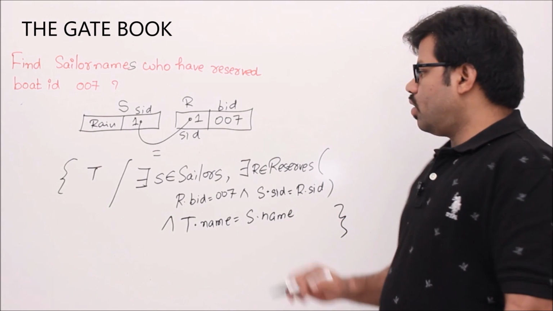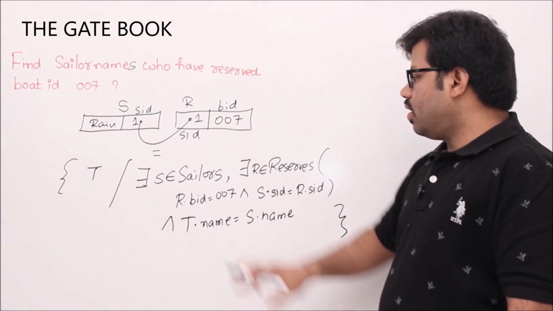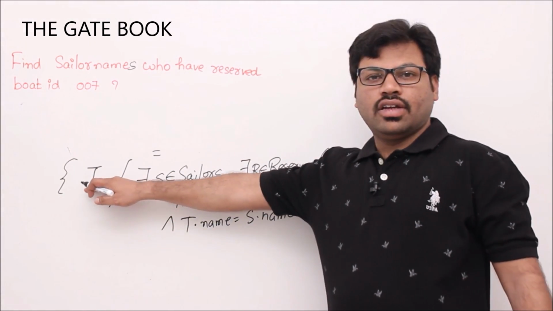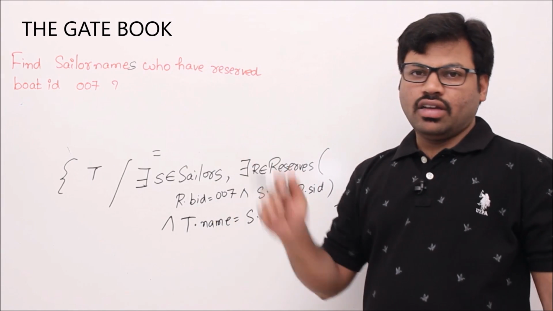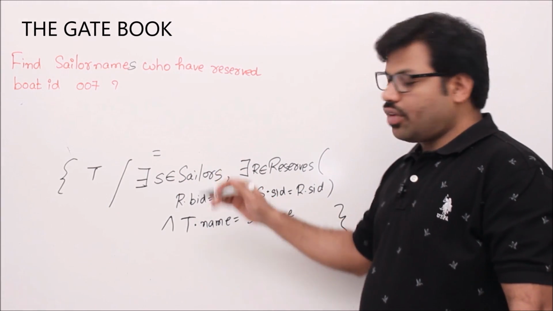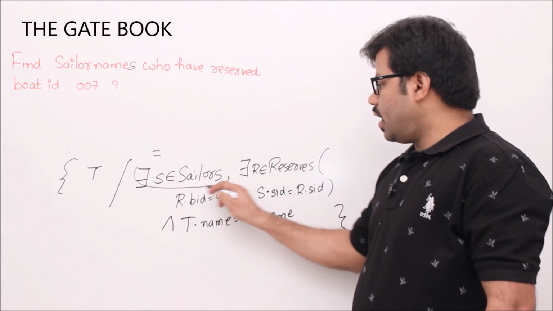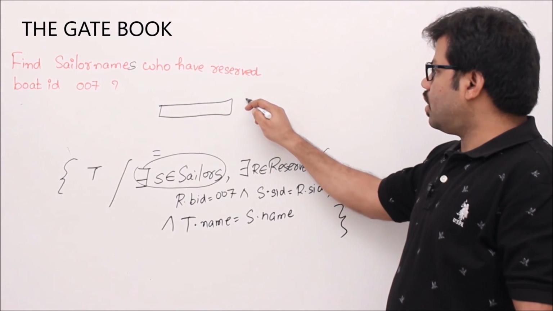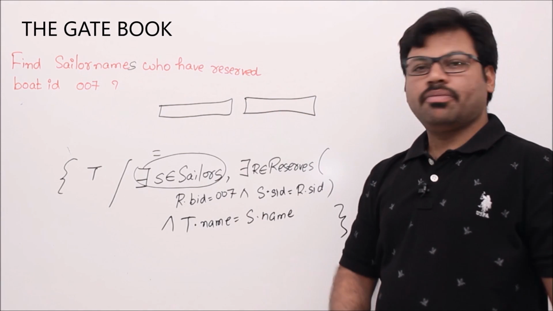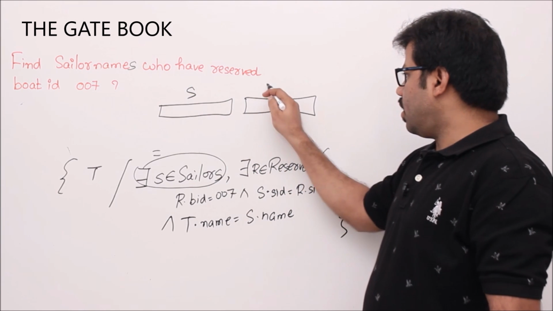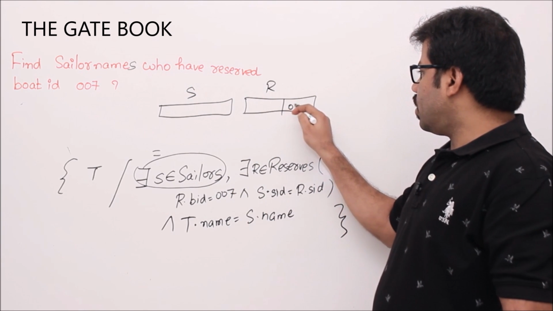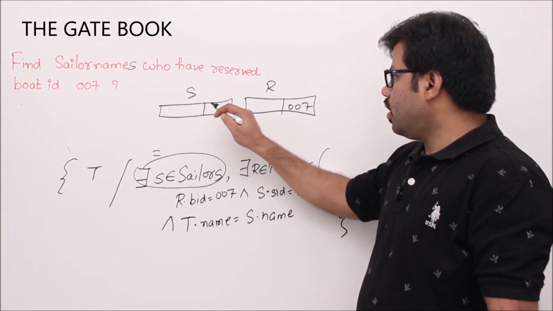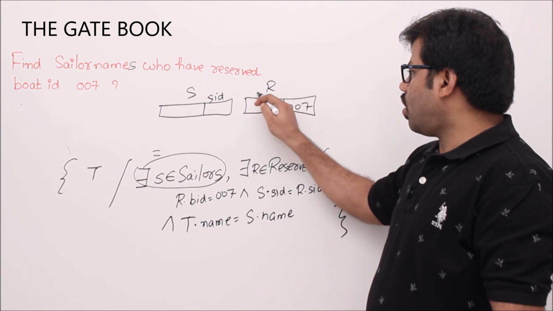Now we'll see what is the meaning of it again. Let's erase this one. You are printing T whenever this formula is satisfied by T. When this formula will be satisfied, there are a lot of sub formulas. There should be some sailor tuple, right? There should be some reservation tuple. Let's say S and R. R dot BID should be 007. Fine, it might happen. S dot SID equal to R dot SID.